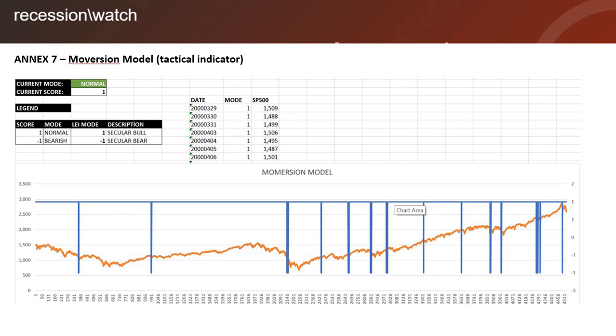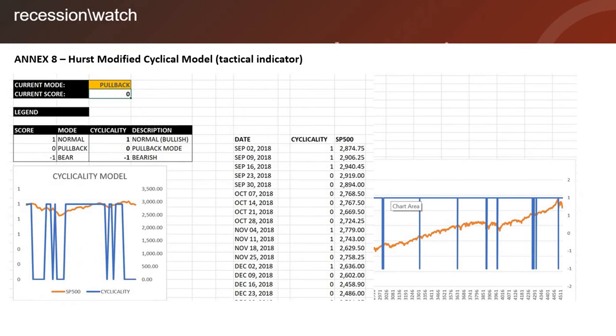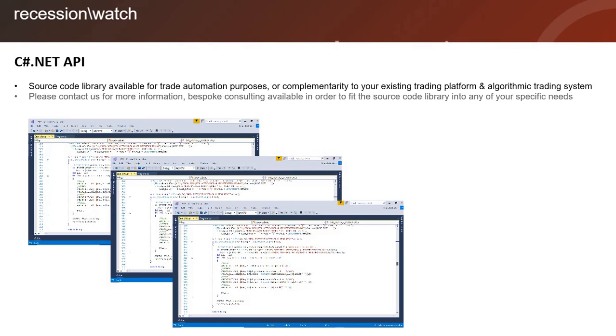So the first one is the Moversion model, which is an in-house built model. It will predict pullbacks. It will not predict every pullback. Let's be clear on that. However, when the pullback signal is triggered, it shows to be highly accurate. And the same goes with annex number 8 with the Hearst modified cyclical model. Every time there's a pullback triggered, it will show to be highly accurate.